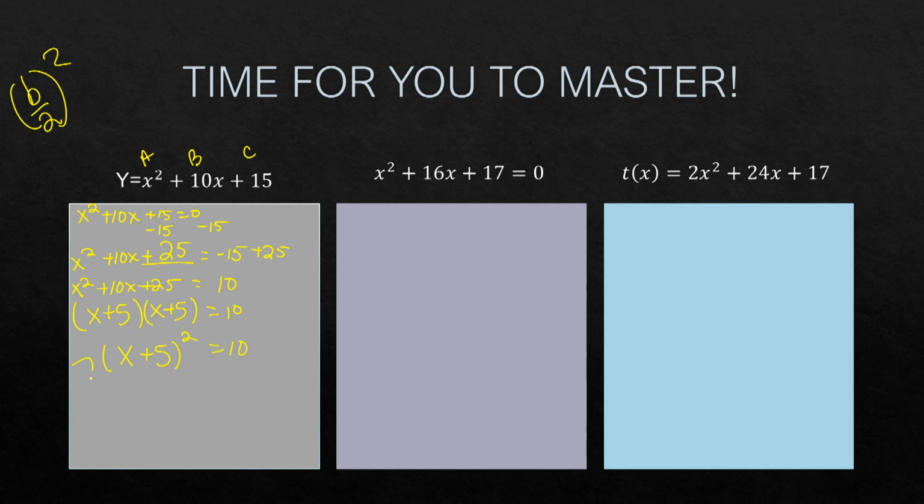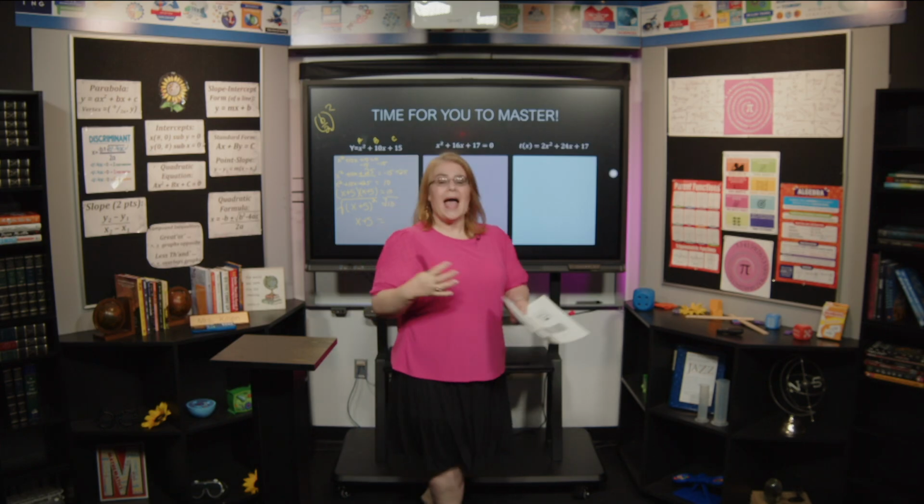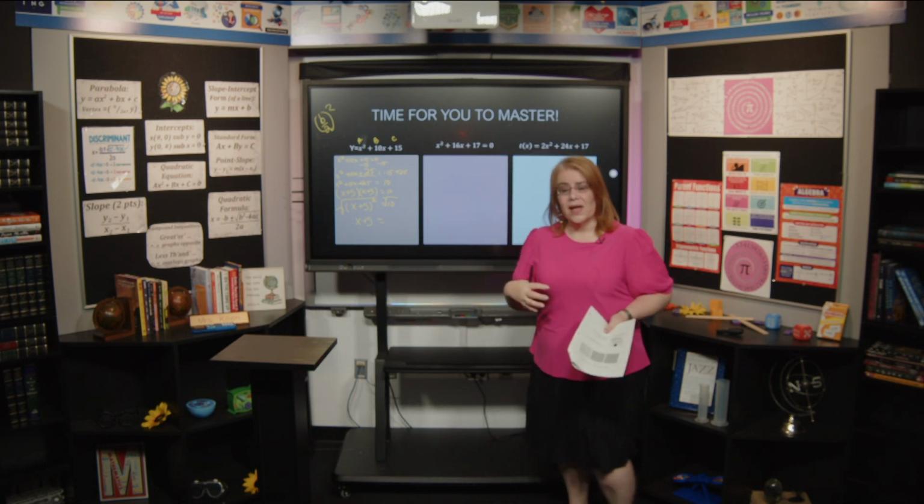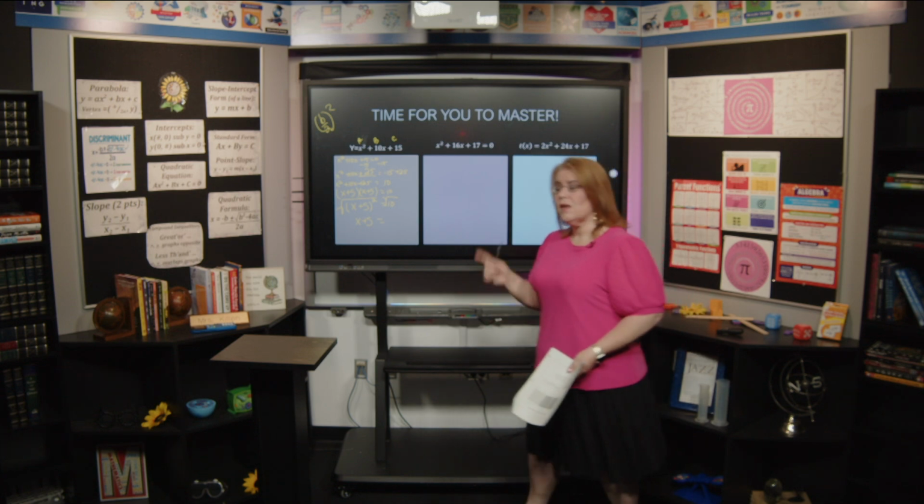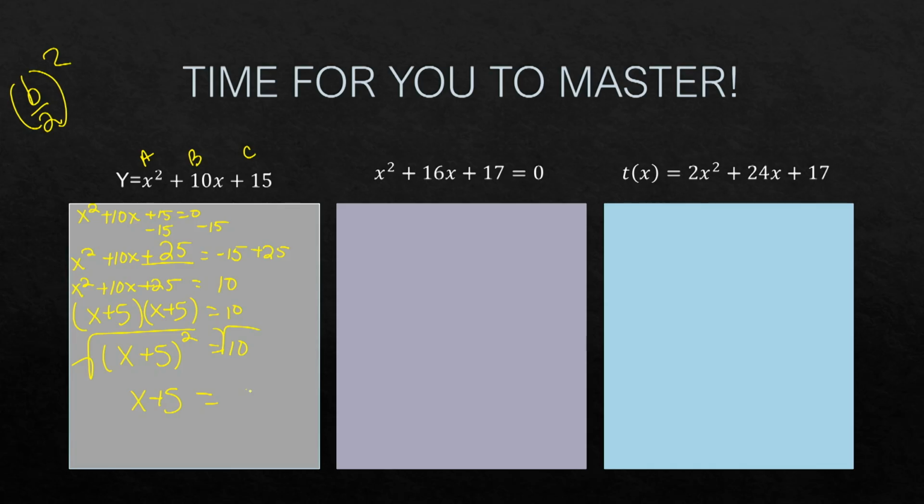Need to isolate, so I'm going to take the square root. x plus 5 equals the square root of 10. Now, when we try to take the square root of 10, I do not get anything that I can factor out because I have 2 and a 5. That's it. So I'm going to leave it as the square root of 10, but I'm going to indicate it as plus or minus the square root of 10. Still got to get that x by itself, so I'm going to subtract 5 on both sides. My answer is negative 5 plus or minus the square root of 10.